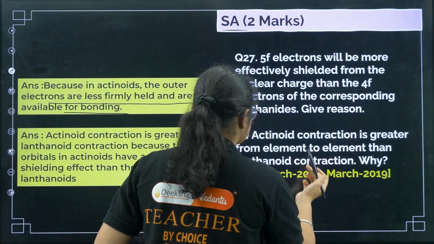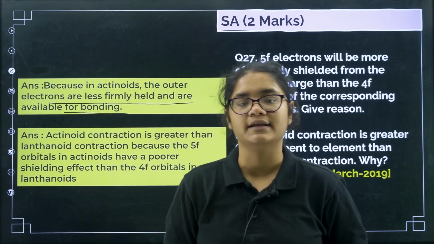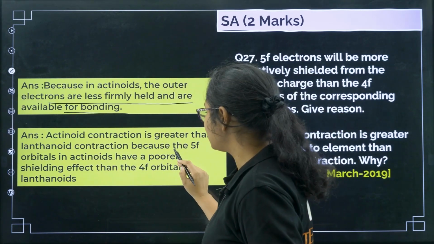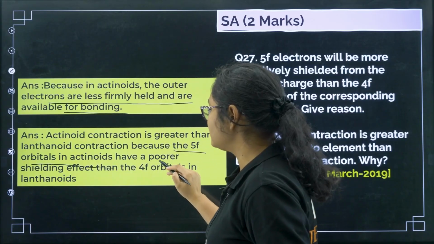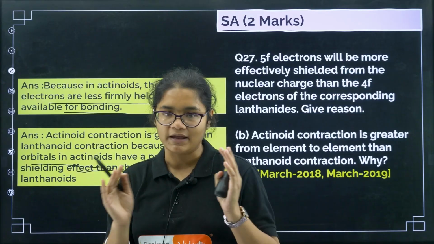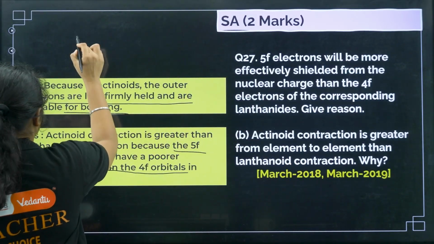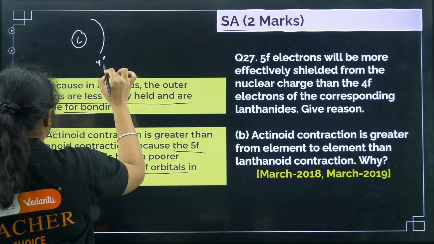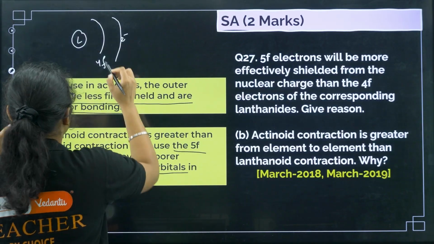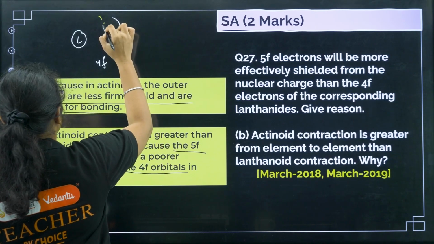Next, actinoid contraction is greater, because the 5f orbitals have a poorer shielding effect than 4f orbitals. Okay, so actinoid contraction is greater than lanthanide contraction because the 5f orbitals in actinoids have poor shielding effect compared to 4f electrons. Both 4f and 5f have poor shielding effect, right. Suppose here you have a lanthanide, here you have the 4f orbital and here you have the valence electron. I'll draw like this.